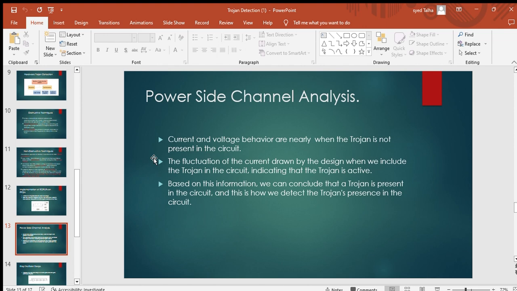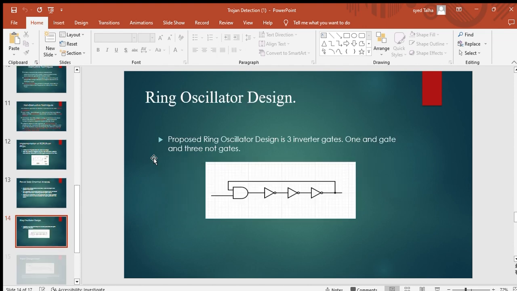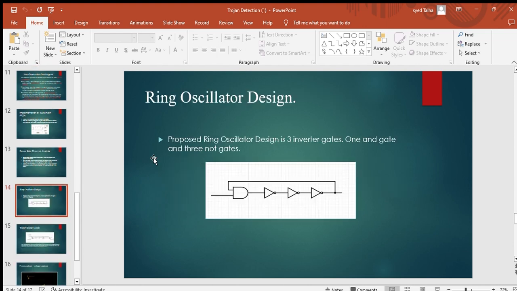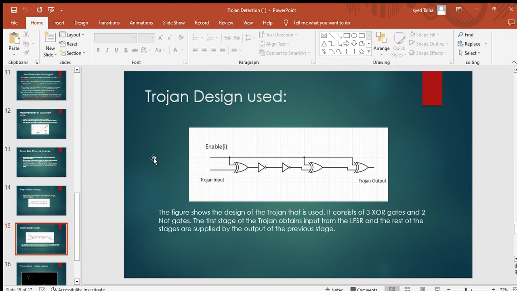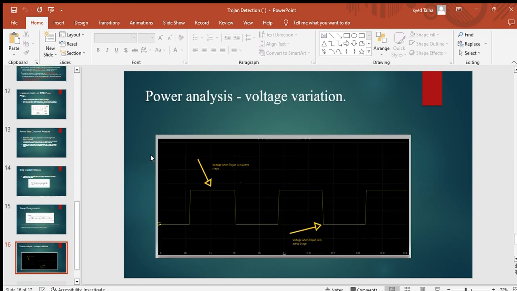Power side channel analysis. This is where we are trying to see the consumption of our design, the ring oscillator PUF, and when there is a Trojan in the design, we see that there are fluctuations. That means the design is consuming more current when there is a Trojan in the design than when there is no Trojan. This is the ring oscillator design. We have used 3 NOT gates and an AND gate. This is the Trojan design used. We used 3 XOR gates and 2 NOT gates.